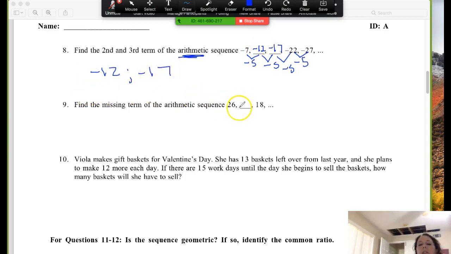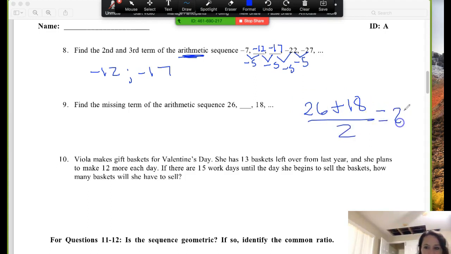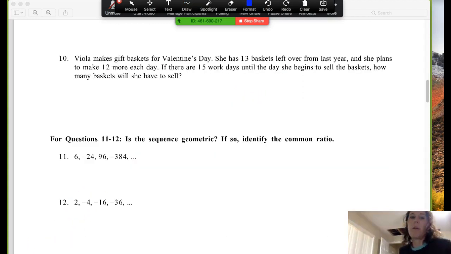Now find the missing term of the arithmetic sequence. Now we don't have 2 in a row, but we do have 1 in between. Now there's something called the arithmetic mean, which is just like finding the average, the middle term. So I'm going to add these two and divide by 2. 26 plus 18 and divide by 2. Now when I do that, I get 22. 22 will be the number in between these. From 26 to 22, I subtract 4. 22 to 18, I subtract 4. So that does give me a common difference. And it works.